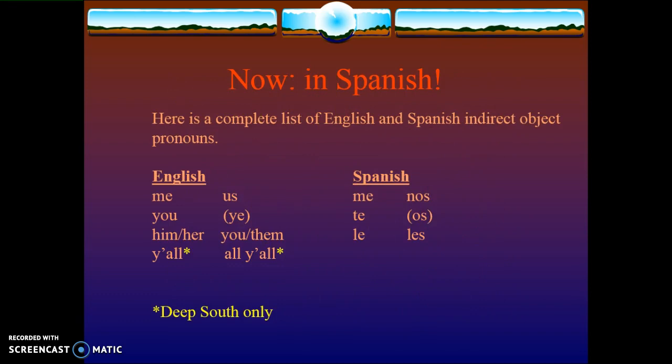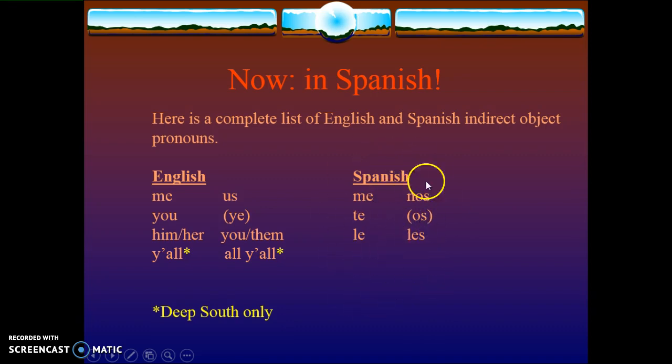All right, so in Español. Here's a complete list of the English and Spanish indirect object pronouns. I just wrote them out so you can see the equivalent of what they are. Here's English. For our indirect pronouns, we would say me, you, him, her, y'all, only used in the Deep South where we are, us, ye, you, them, all of y'all. In Spanish, we have these: me, te, le, nos, we're not using this, but os and les.